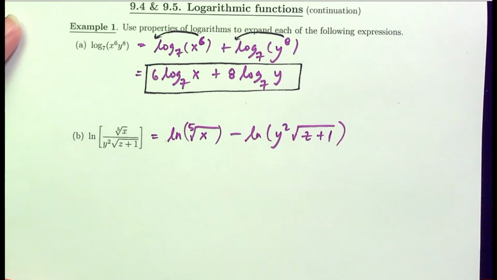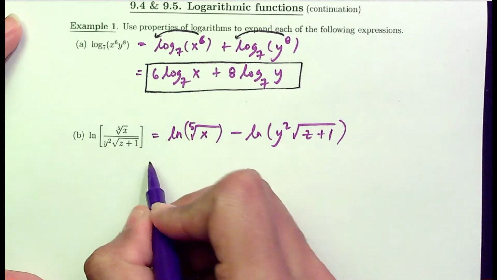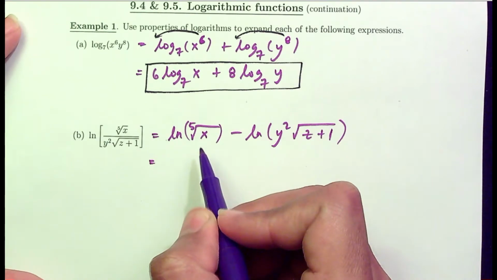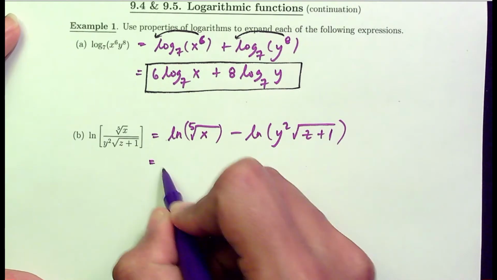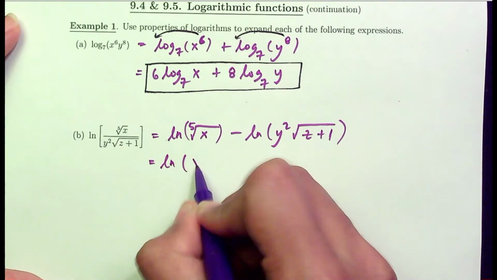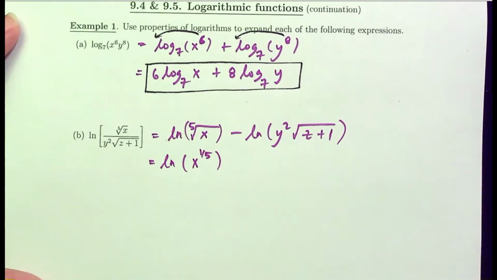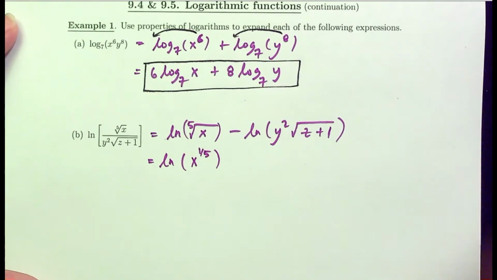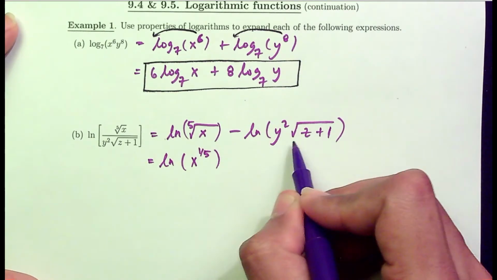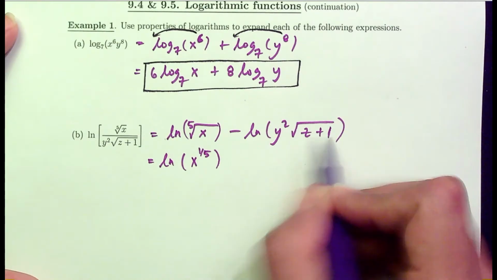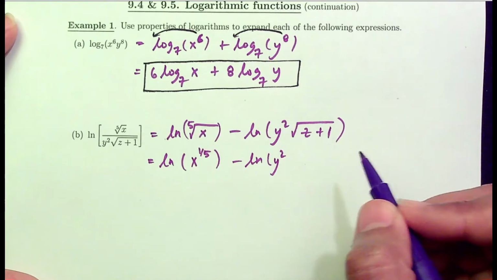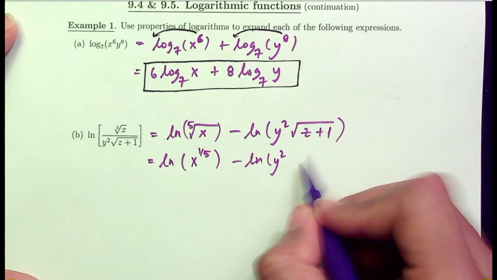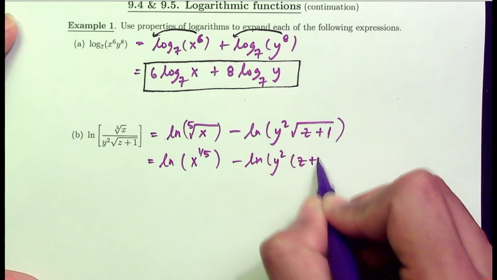That would be the first step. Okay, now we keep going because there's more stuff to do. The fifth root, you can write that as a rational exponent. So you can write the fifth root of x as x to the 1/5. And you can do also the same with this one, minus ln of y squared. And then you can write this square root as a rational exponent. So you can write it as z plus 1 to the 1/2.